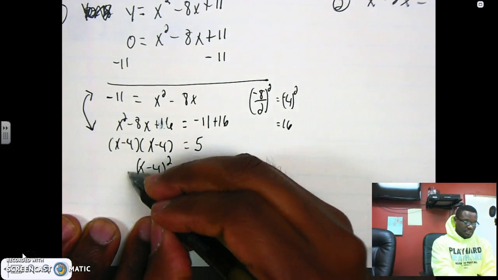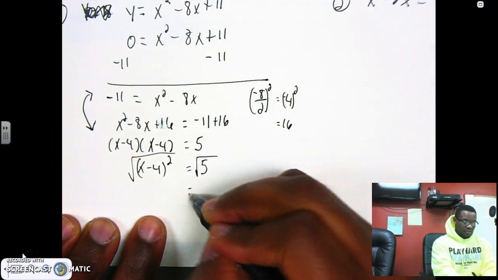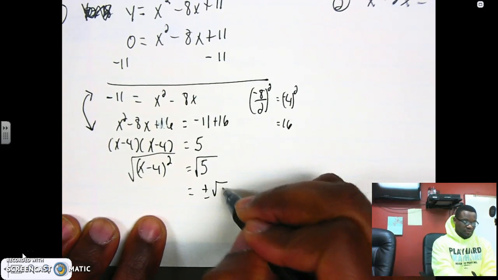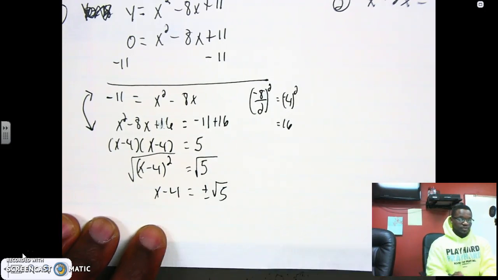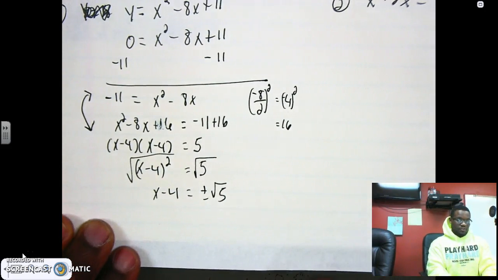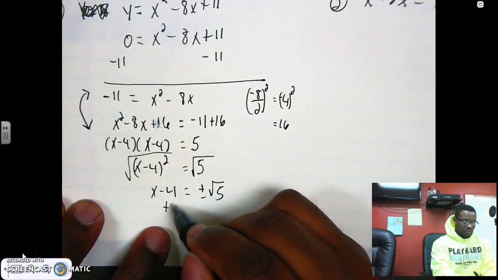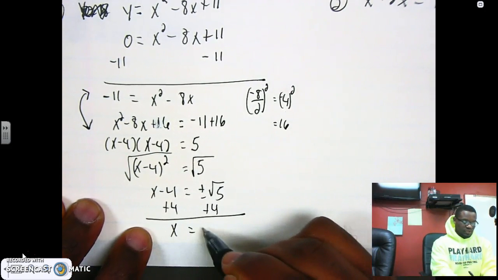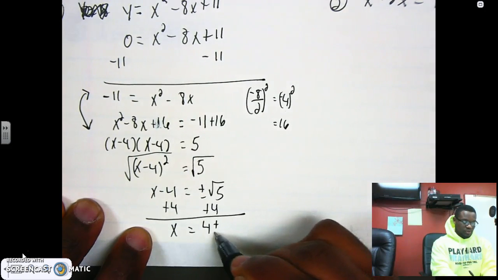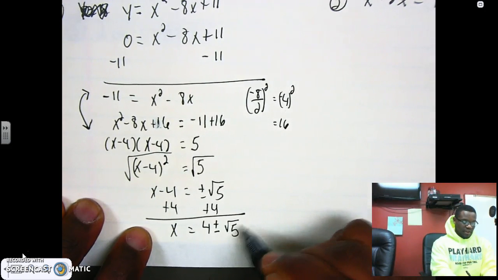Now it says take the square root of both sides. So I'm going to take the square root of this side, and over here, don't forget, is plus or minus the square root of 5. That doesn't simplify. And this is x minus 4. Then we solve for x by adding 4 to both sides. So that's x equals 4 plus or minus the square root of 5.